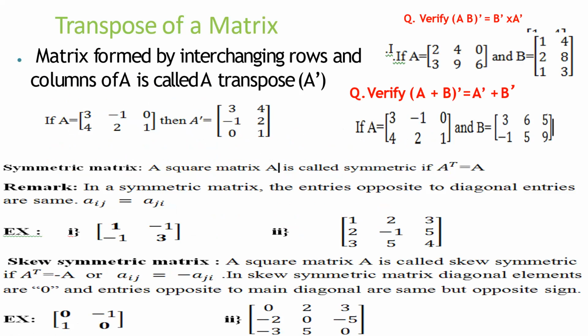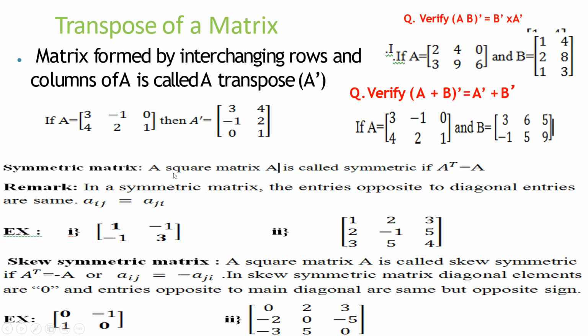So what is the transpose of a matrix? Here we interchange columns to rows and rows to columns, and then we call it the transpose of a matrix. You can see in this example, if A is equal to 3 minus 1 0 and 4 2 1, then A transpose is 3 4, minus 1 2, 0 1. So this is the transpose of any matrix. The matrix formed by interchanging rows and columns of A is called the transpose.